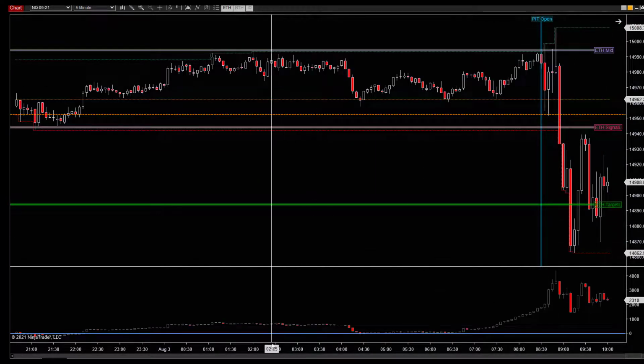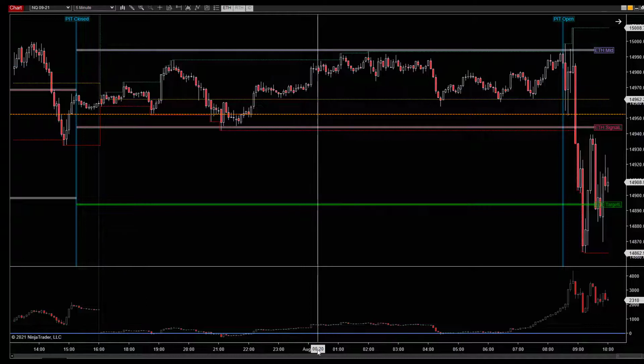Now again, just as a refresher, the market maker levels are called market maker levels because they were taught to me by a veteran floor trader, and the reason why they work is they are taking previous days' price and time action and projecting that forward into the next day's trading session.